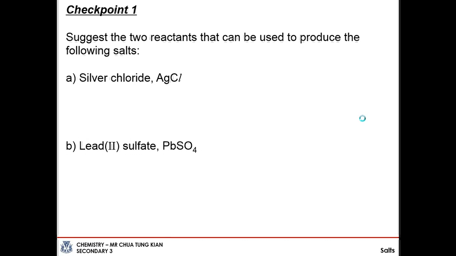Remember the steps. First step, is it soluble in water? If it's insoluble, what method do you use? Then look at the salt's formula, AgCl. Which component belongs to the acid? What acid do we use? And what is the other reactant we want to use to make sure that at the end of the day we obtain the salt in one step?